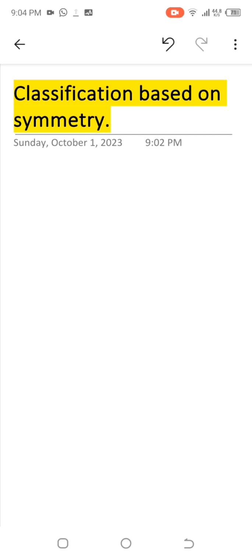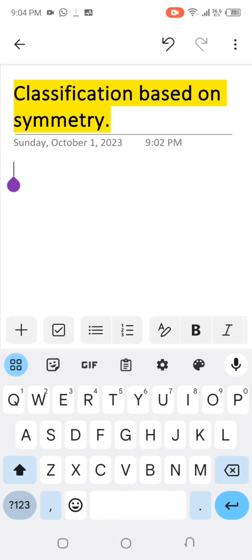Sponges belong to phylum Porifera and have many representatives. Their bodies are irregular and variable in shape, so we call them asymmetrical. Now let me tell you what asymmetrical actually means.